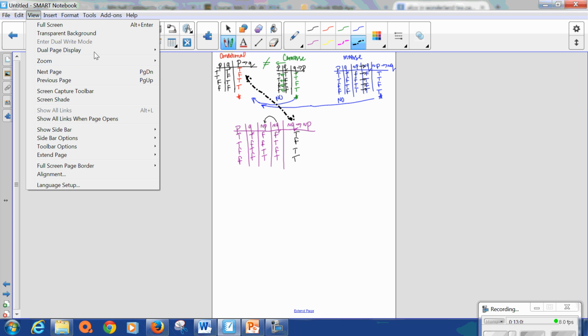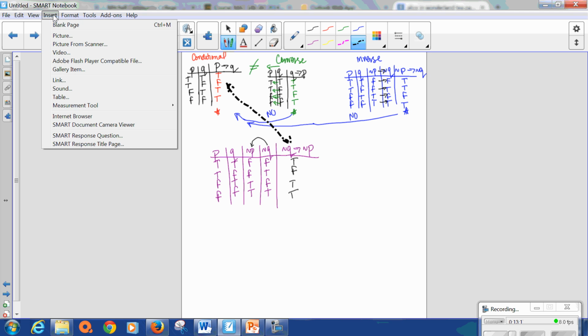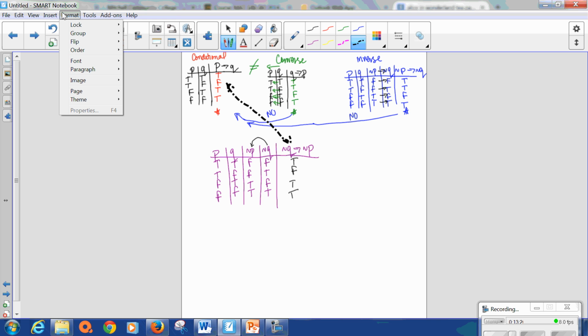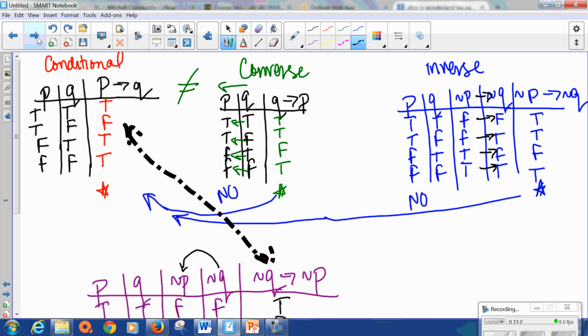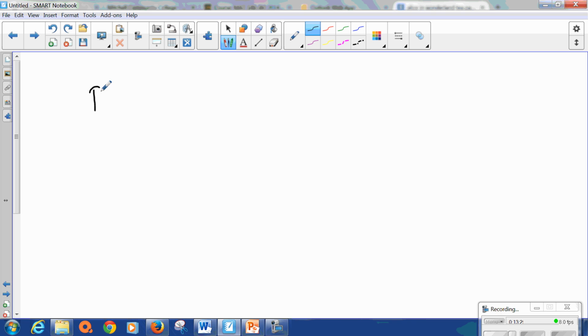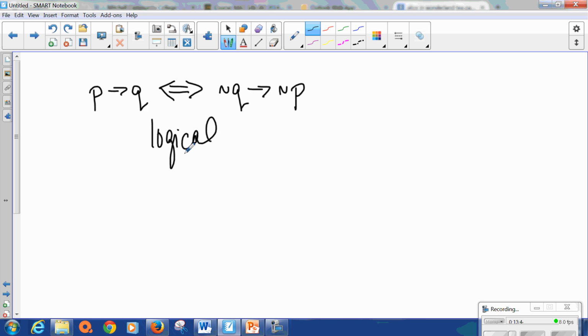So what this means to you, and what this will mean for the rest of this chapter, is that the conditional and the contrapositive are the logical equivalents of one another. So if you have P implies Q, then you know that the contrapositive is saying the exact same thing. These guys are the logical equivalents.